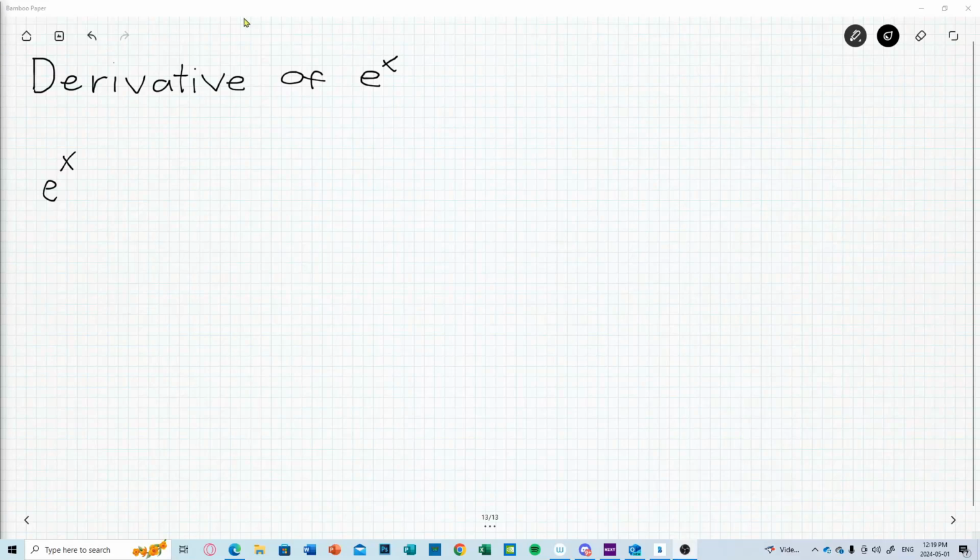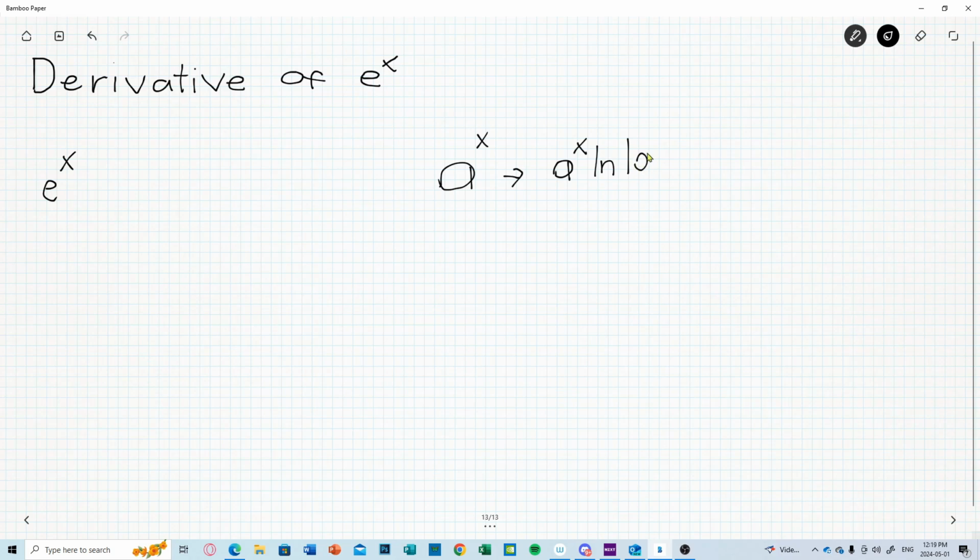The derivative of e to the x is the same form as a to the x. This is because this is a special way to do a derivative where it's a constant to the value of a function or a variable. So a to the x, the derivative of this will be a to the x ln of a, as long as a is a constant and the x is a variable.